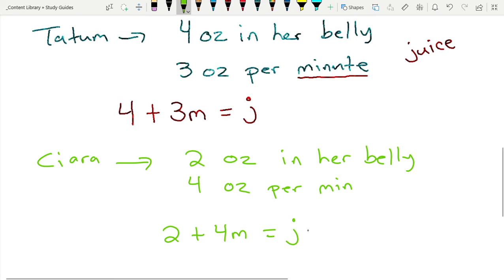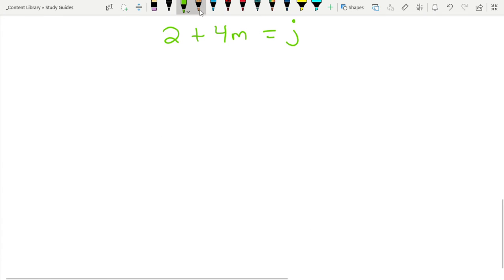You don't have to use J and M. If you chose X and Y, you would just have to tell me what X stood for. So if X was your minutes, you would write X equals minutes. But if you use letters that make sense, like with the words they're describing, you don't have to tell me that then. All right, on to number 3.